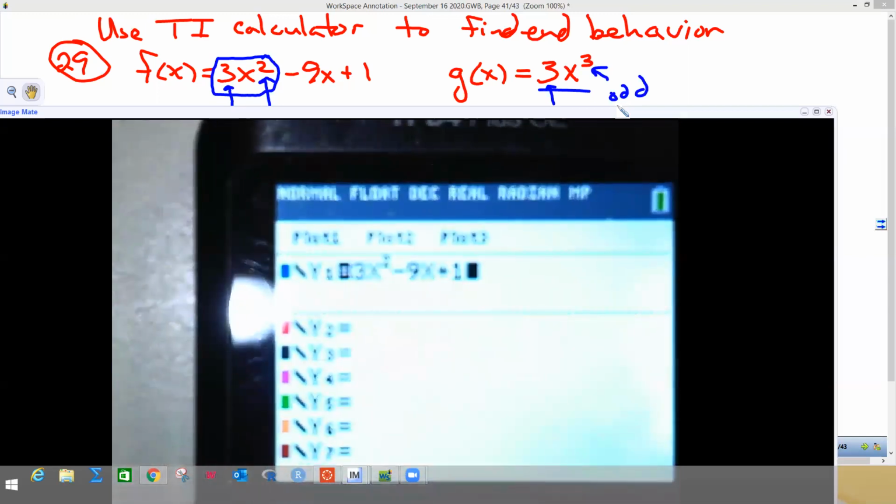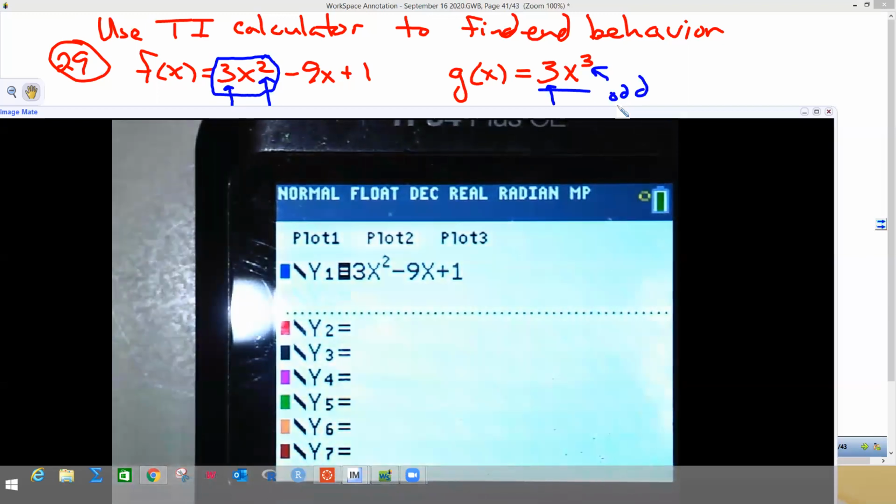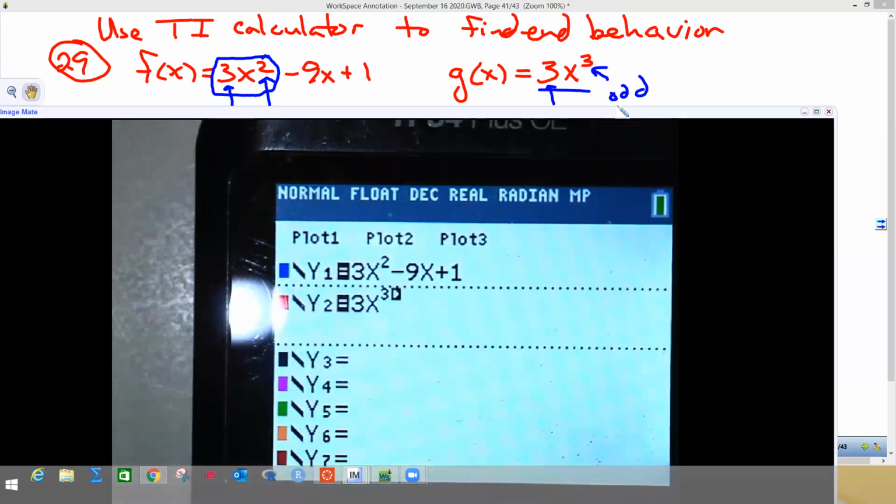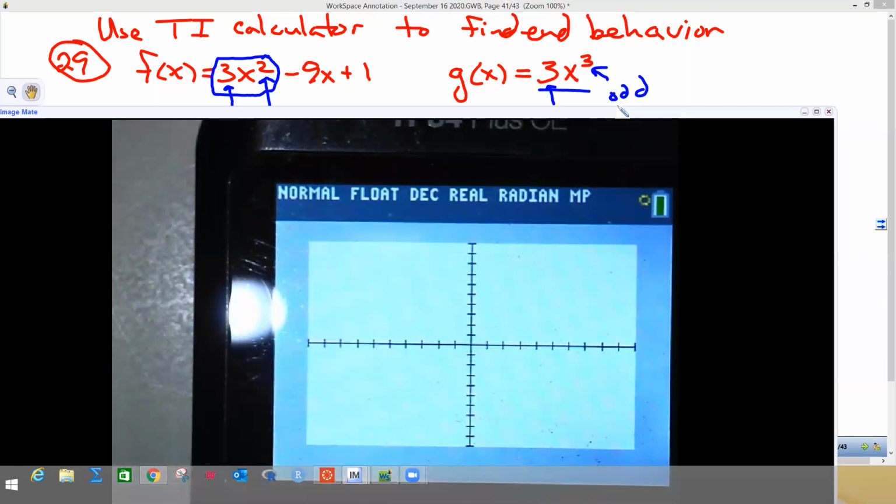And then the other graph is just 3x cubed. So let's enter that and put in here 3x to the third power. So the first one's blue, the second one's green, and I'm going to graph it. So here comes my first graph.